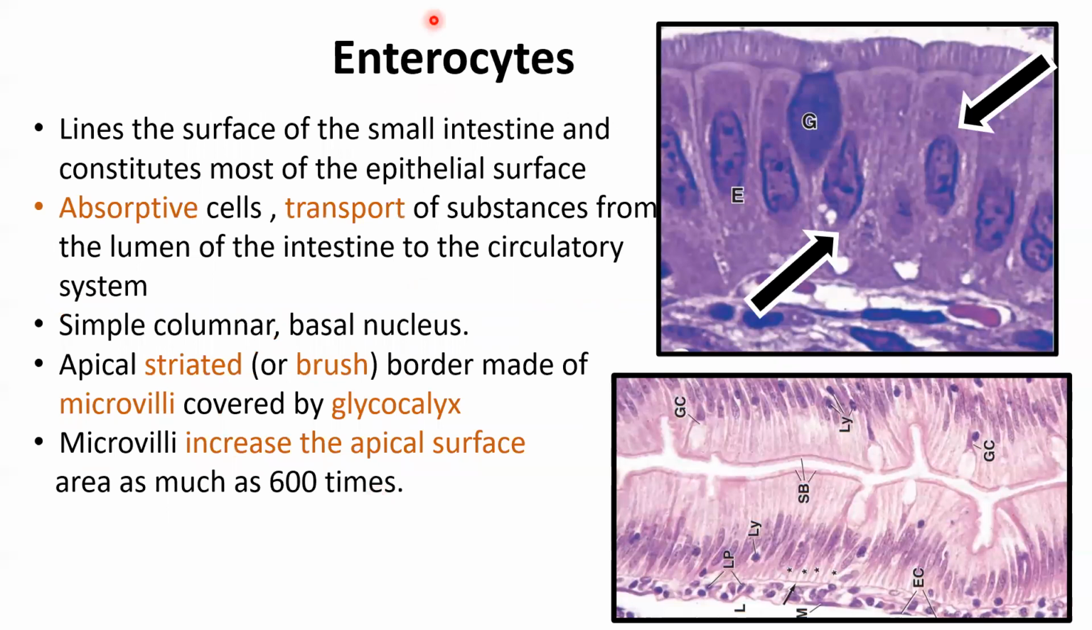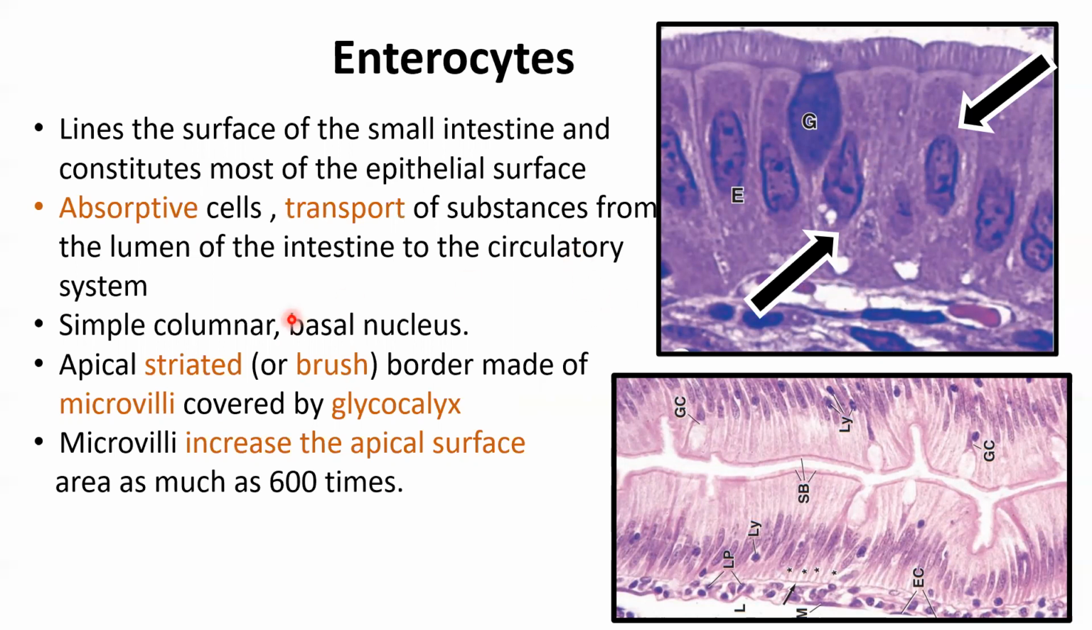First, enterocytes. The cells that make up the surface epithelium of the small intestine are called enterocytes. They line the surface of the small intestine, and they constitute most of the epithelial surface, so most of the cells covering the villi of the intestine, and the crypts are enterocytes. These are the absorptive cells, and they transport substances from the lumen, from the food digestion of the intestine, to the circulatory system, so to the nearby blood vessels.